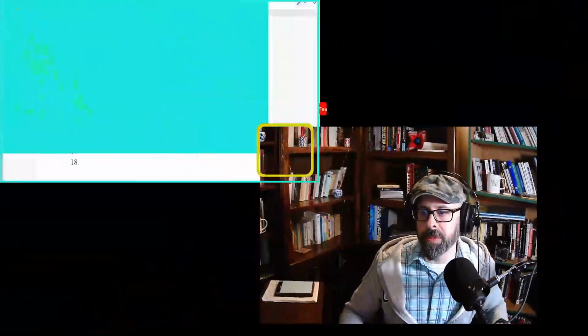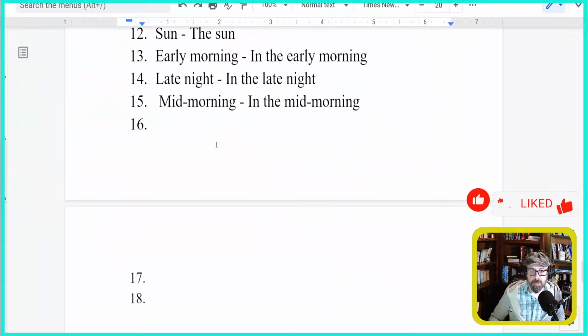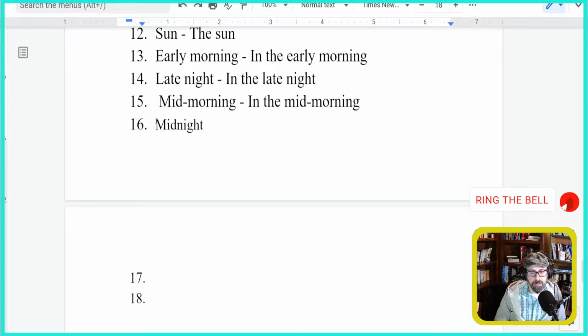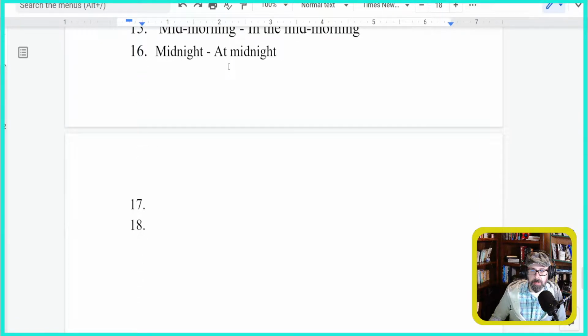Okay, let's go to the sheet. Okay, 16. We said midnight. What was the extra vocabulary with midnight? We said at midnight. Okay, at midnight. All right, 16. We'll go to 17. Two more.